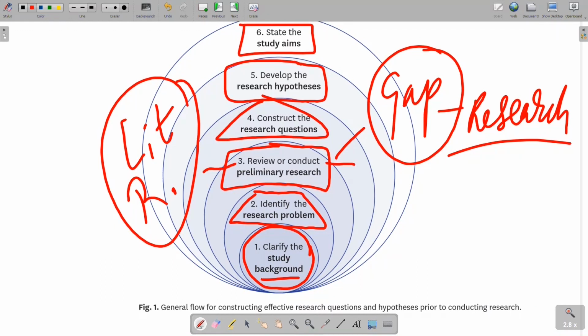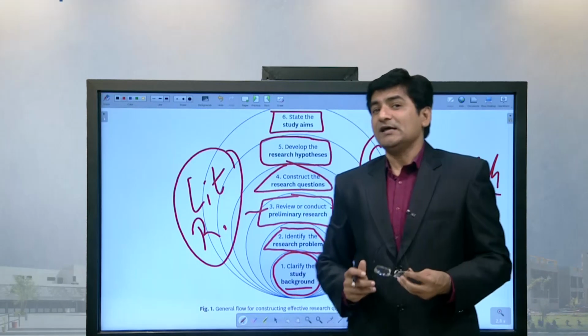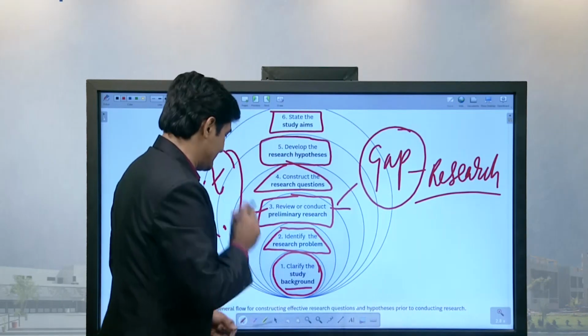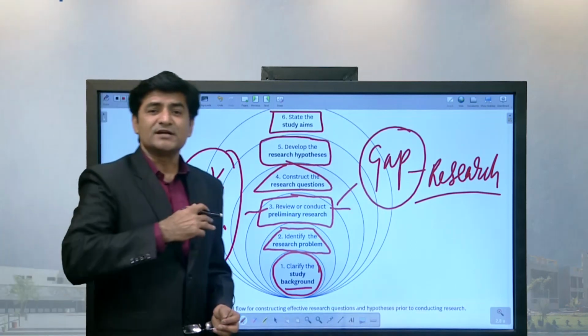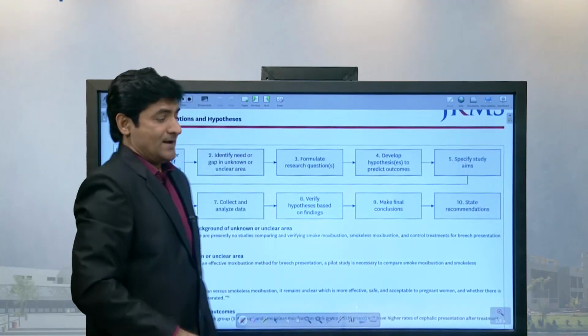And finally, if that is done, then study aims. The aims and objectives of our research are not going to be problematic at all in framing. So, this is the general flow of our research.